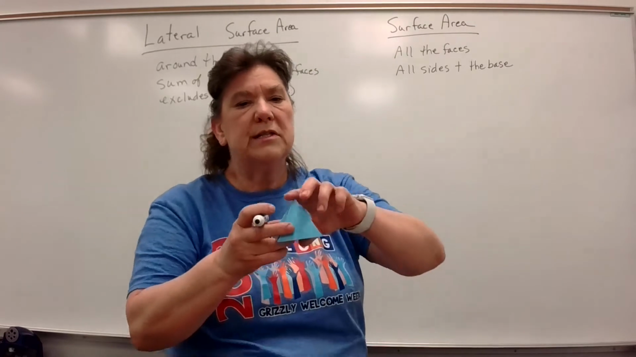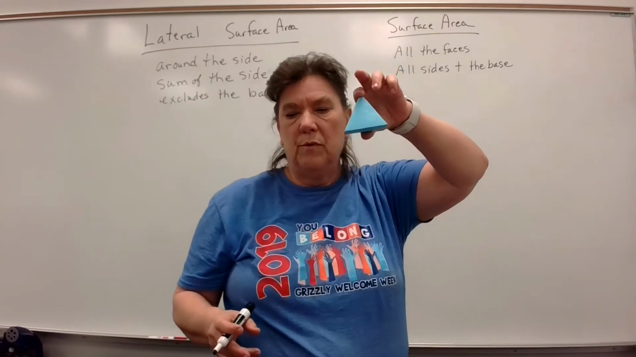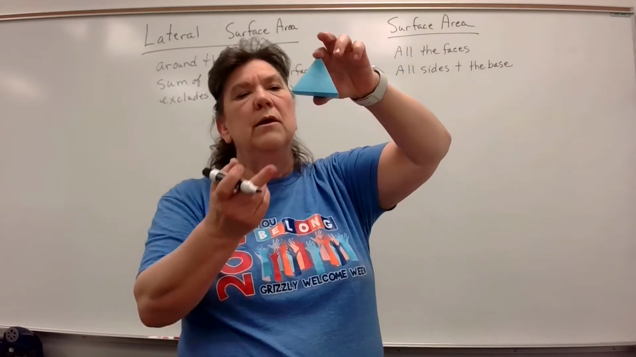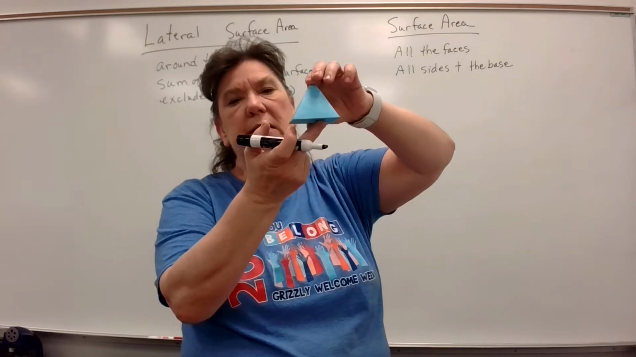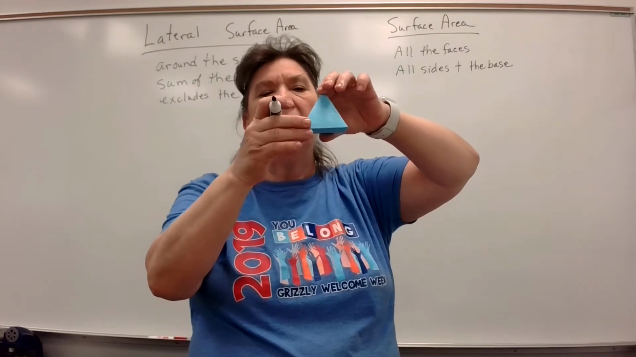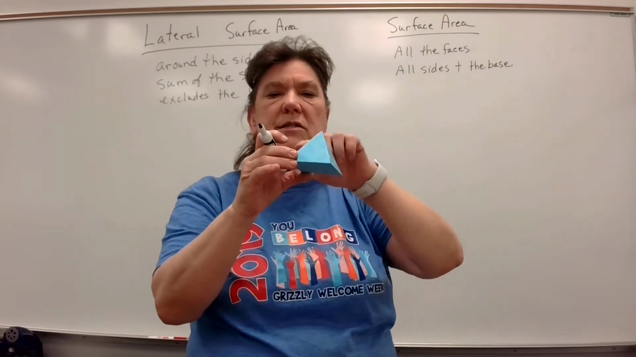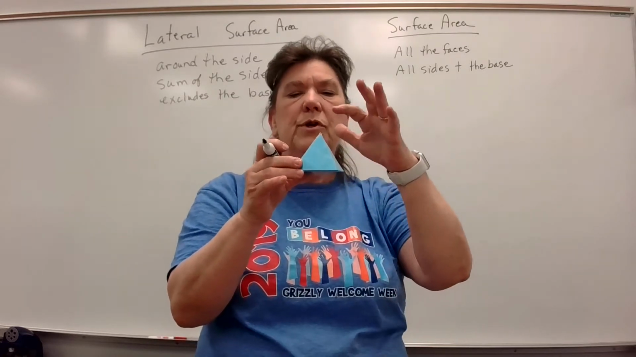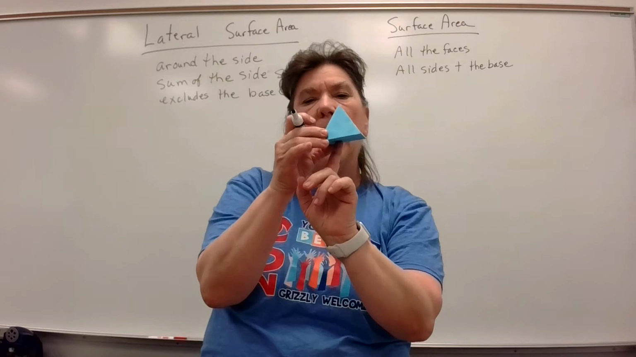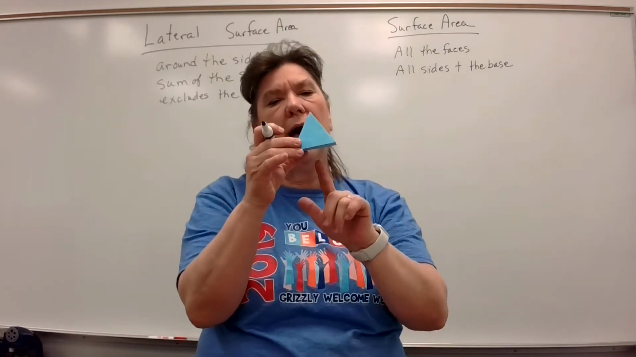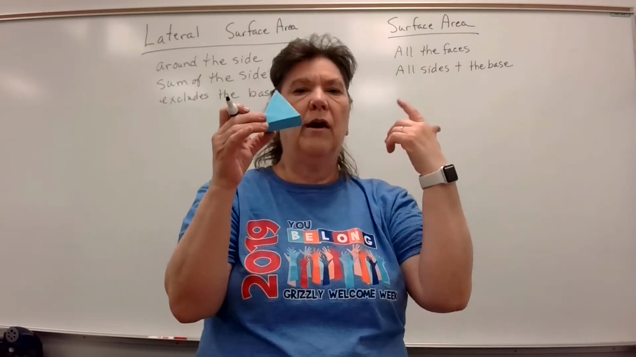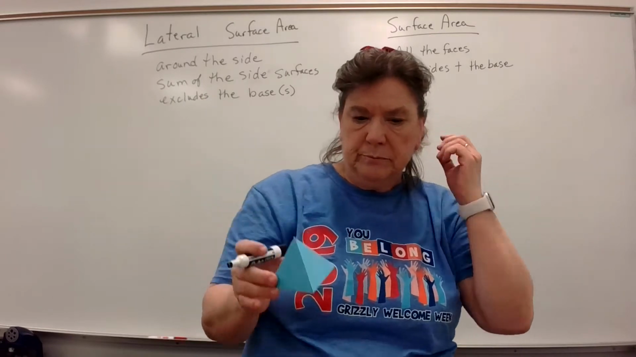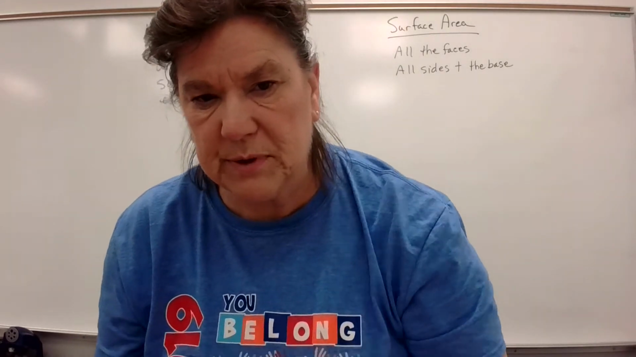If we look at this square pyramid, what do we have? Well, we have a square base, and then we have four triangles. The four triangles are your lateral surface area. When you do the lateral and then you add the base to it, now you have the surface area of the whole shape. So that's the difference between the two.